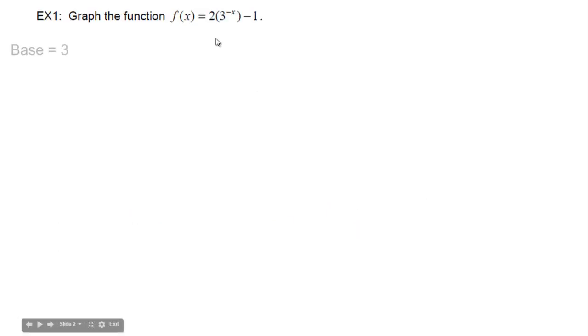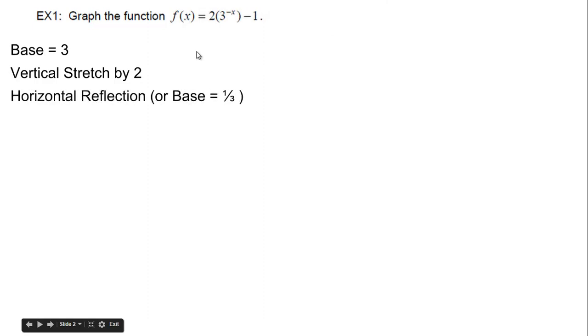Let's see an example. We've got a base of 3 in the first one, and then we just list out what the transformations are. So the vertical stretch is by a factor of 2, because there's a 2 on the front. There's a horizontal reflection of a -1. Horizontal reflection, what that does is, if we have a 3 to the x graph, a growth graph, horizontal reflection actually makes it become a decay graph.